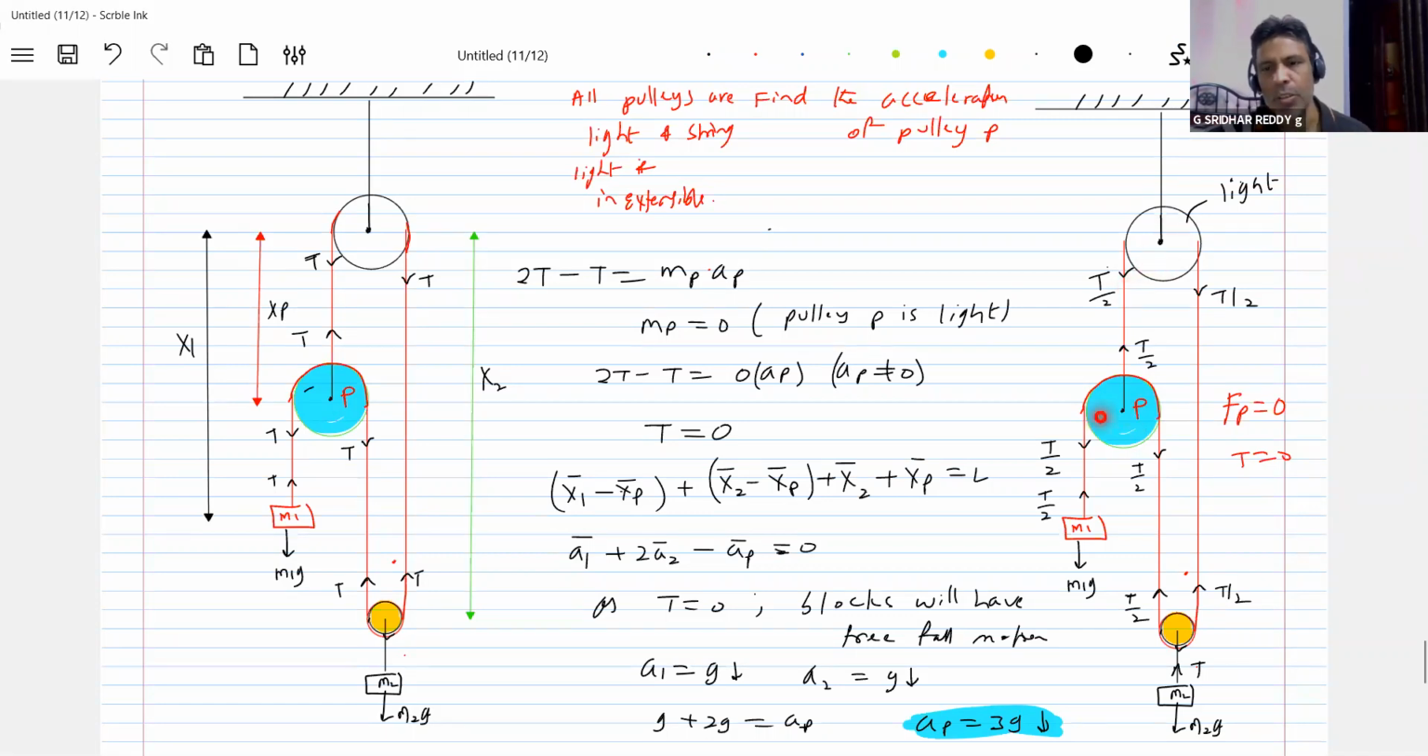So what you should do now, whenever you get blocks and a pulley, where mobile pulleys are there, you have to check once whether the net force on a mobile pulley is 0 or non-zero. If it is non-zero, then the string will become loose, then the blocks will have free fall, then the acceleration of that mobile pulley we should find out with the help of the constraint equation. Got the idea? Yes, sir.